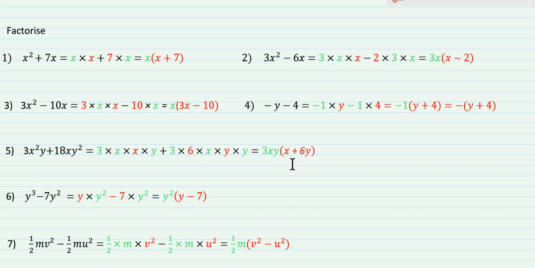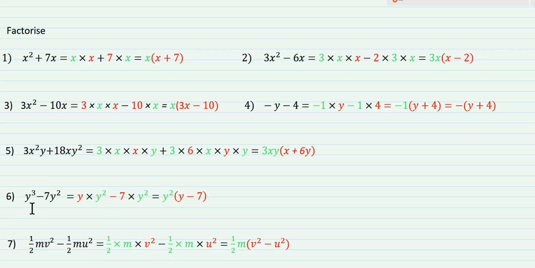Then you decide what to put in the bracket by looking at what's remaining. On this side there's x remaining, so it's going to be an x, and on this side there's a 6 and a y remaining, so it's going to be plus 6y. Okay, so if you multiply this out, you should get this.